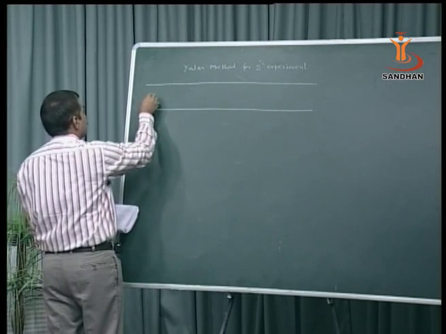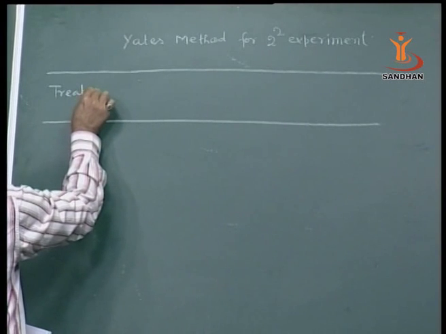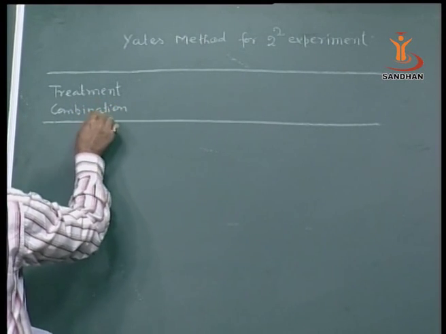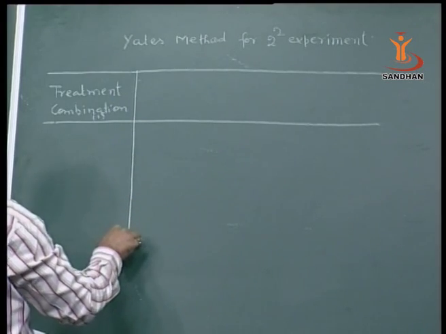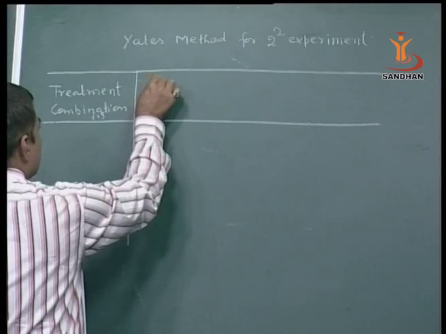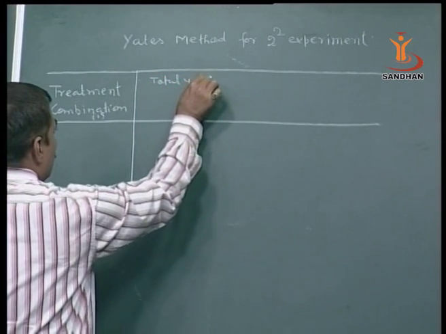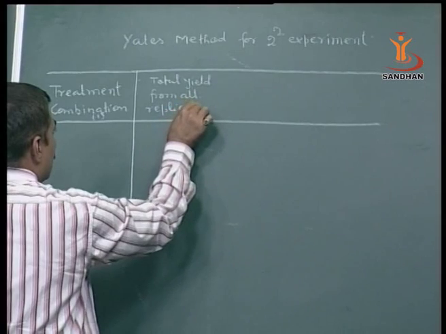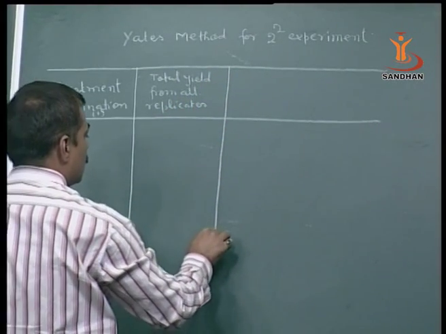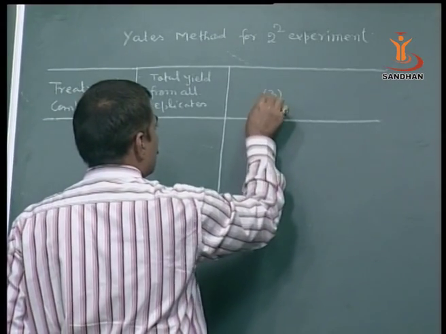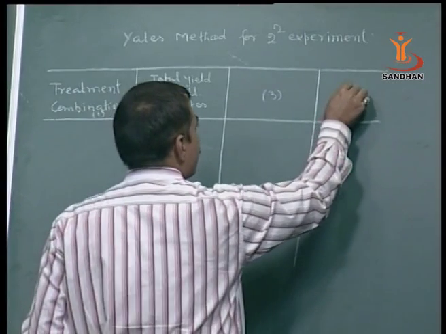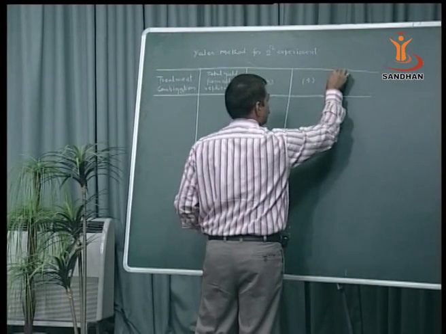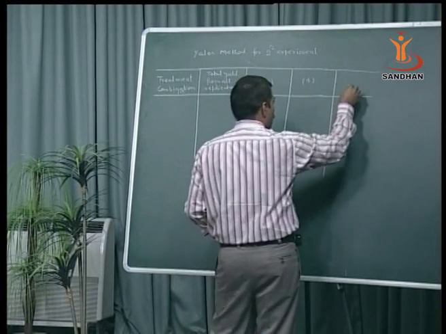Here we write treatment combination in the first column. So column 1. In the second, total yield from all replicates. And then third column, fourth, and here we write effect totals.